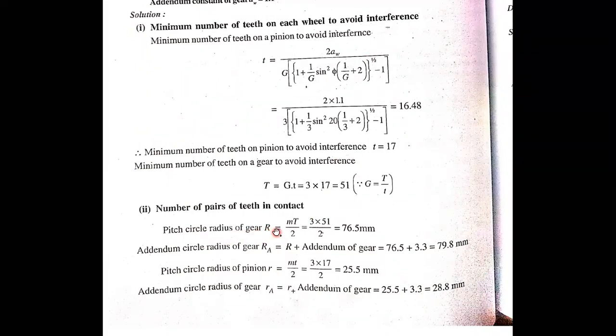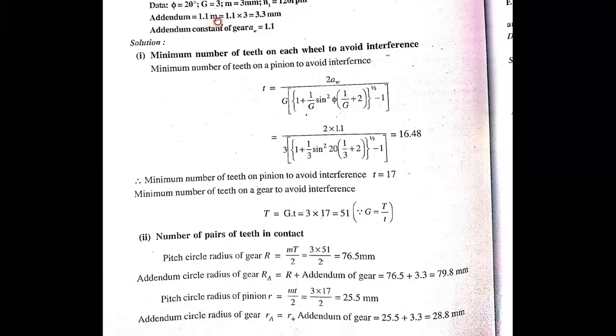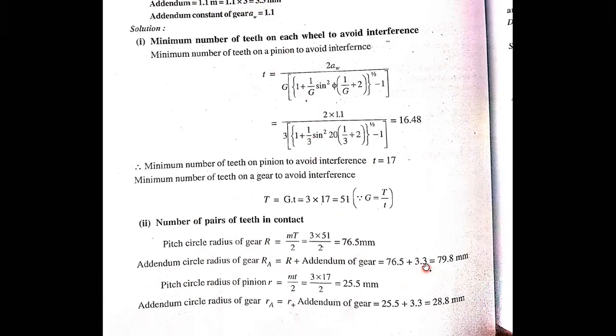We know R is equal to MT divided by 2. Therefore, we know M, and capital T divided by 2. If you do it, you will get 76.5 mm. And also the addendum of the gear: if we want RA, it means capital R plus the addendum of the gear. Addendum is already given, that is 1.1 times of M. We calculated it as 3.3 mm, that value you substitute here. Therefore, you will get 79.8.